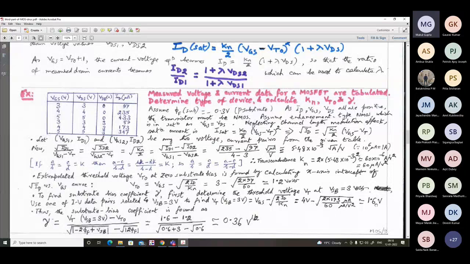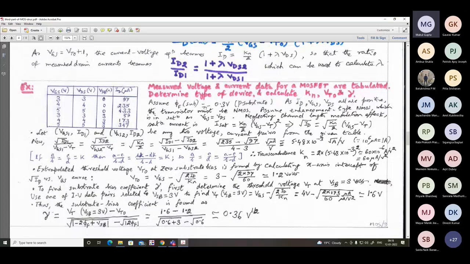Now, having found out the threshold voltage corresponding to VSB equal to 3 volt, okay, now we can calculate the gamma. With the given value for the electrostatic Fermi potential, that is 0.3 volt, all the values are given: 1.6 minus 1.2, and 2 phi F equal to 0.6, so 0.6 plus 3 minus 0.6, roughly equal to 0.36 volt per volt to the power half.